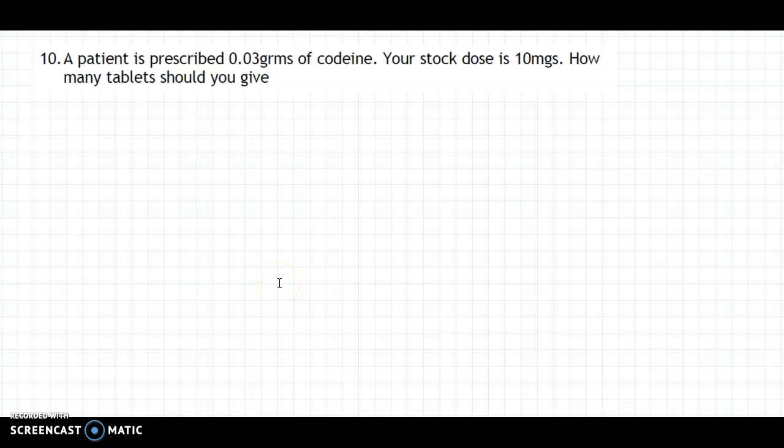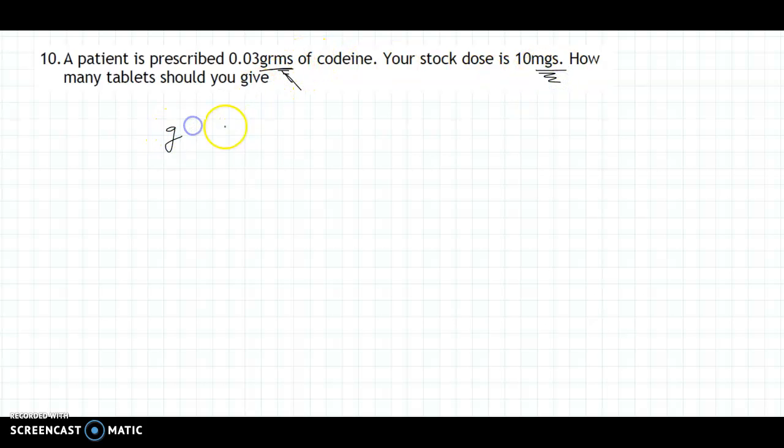Patient is prescribed 0.03 grams of codeine. Your stock dose is 10 milligrams. How many tablets should you give? Let's be careful here now because they're not in the same units. You see that we have grams here and we have milligrams. So let's go from large to small.